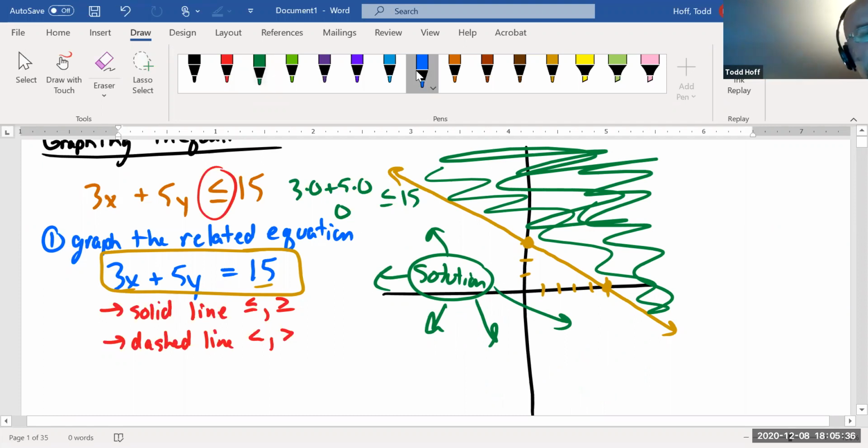So that is steps 2 and 3. Step 2 is the solid or dashed line, and step 3 is shade the region. Again, some textbooks say shade the solution region. We're doing it the opposite. We're shading the part that is not the solution, so we're blocking it out so it cannot be used.